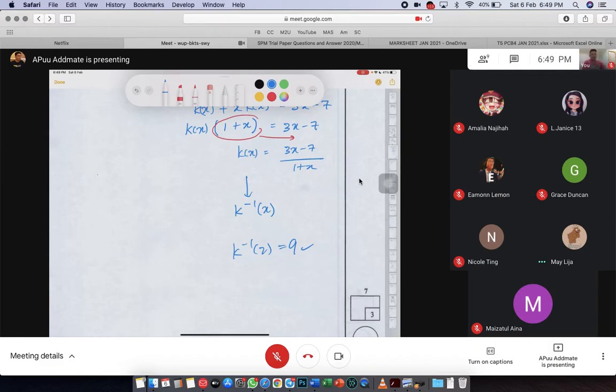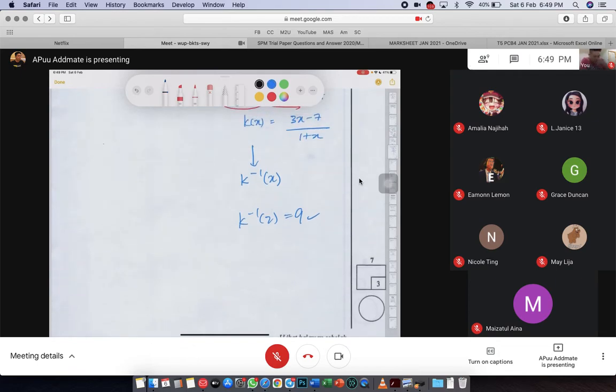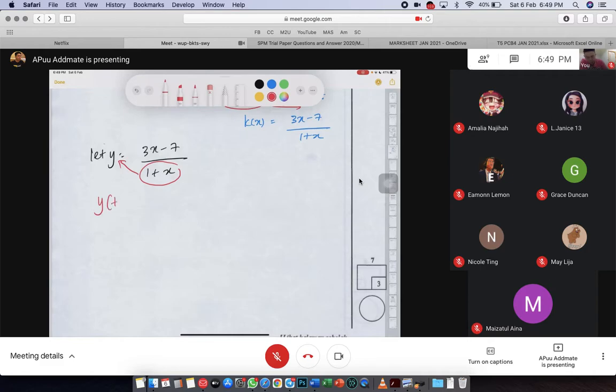Okay, no problem. So let's do this one together. Okay, so k inverse x. What we're going to do is try to inverse the top part. So I'll just wrap everything off. Okay. So we will let y, what you said earlier. So let y equal 3x minus 7 over 1 plus x. Now you have to make x the subject. So you have to move this 1 plus x over to the left hand side first. So we get y times 1 plus x, and then equals 3x minus 7.